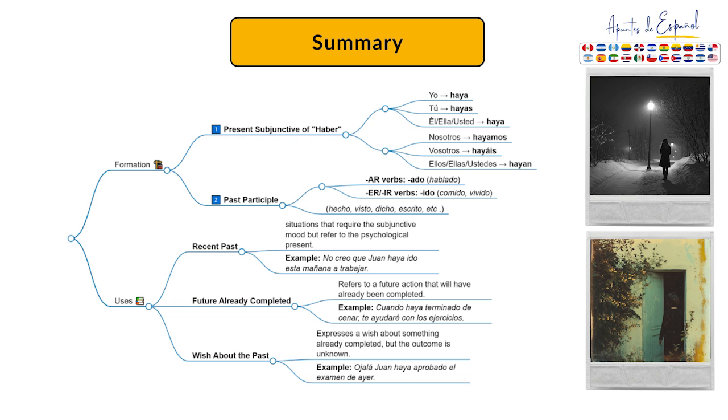All right, good job. So this is the summary. In this video, we have learned how to form the present perfect subjunctive, using the subjunctive of the verb haber plus the past participle. And also, we have explored when to use it.